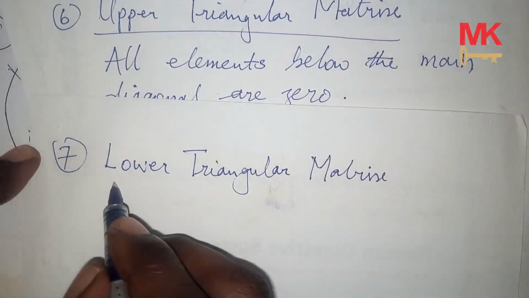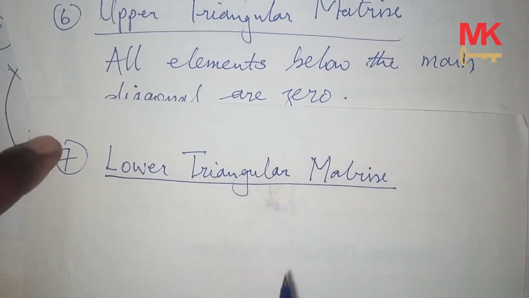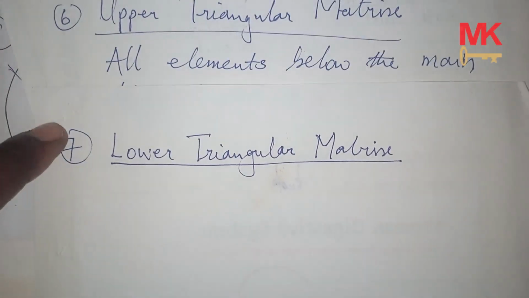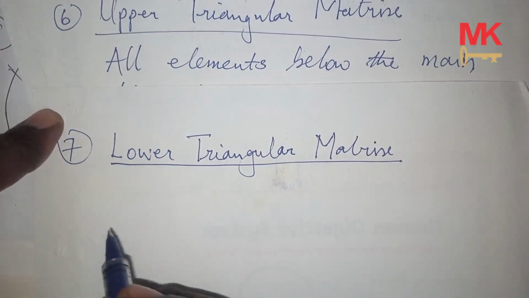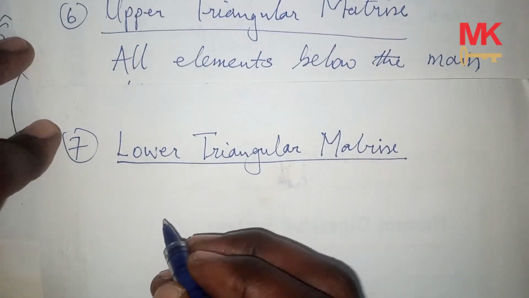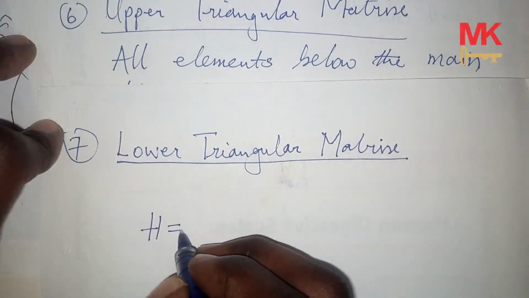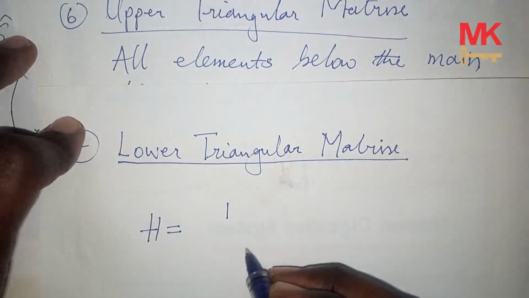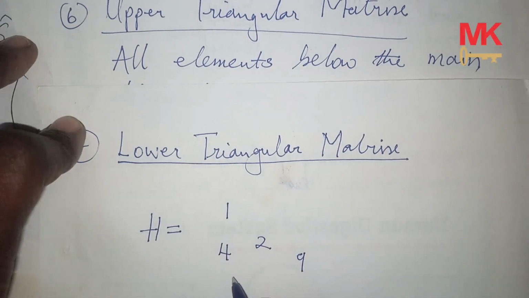Okay. So the lower triangular matrix is the same thing as the former one, just that the triangle will be at the lower part. That means all the elements above the main diagonal will be 0. So in that case, we can form one. Let's say we have the matrix H equals 1, 2, 9, 4.